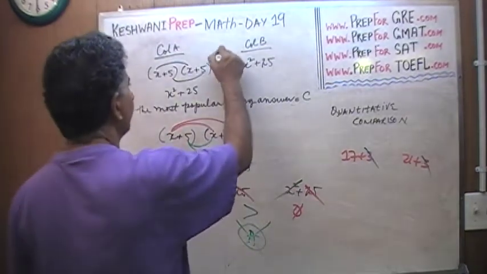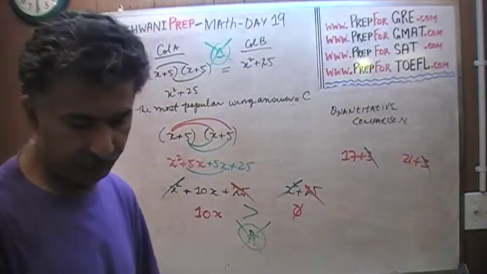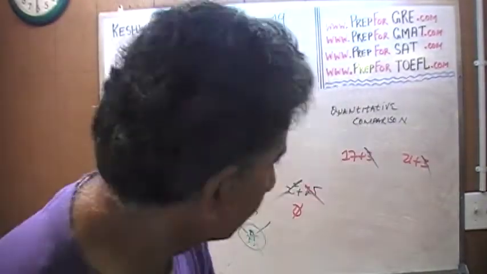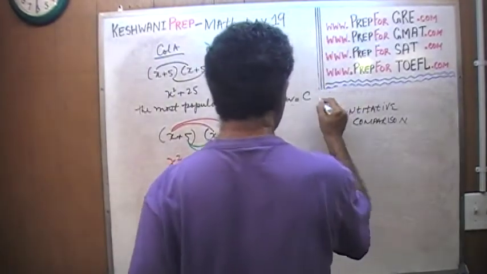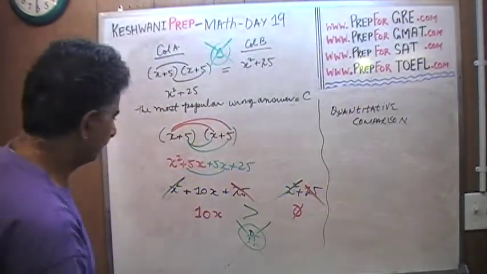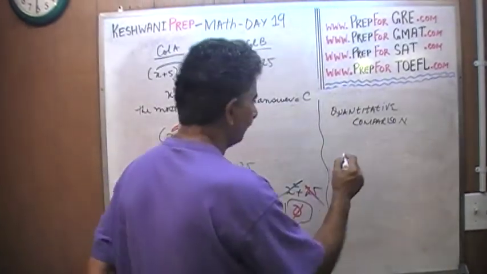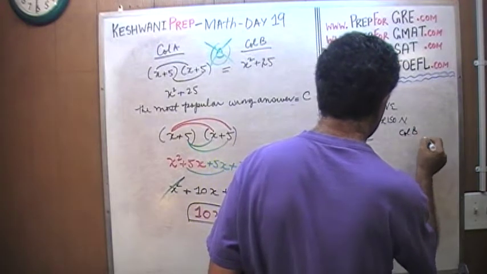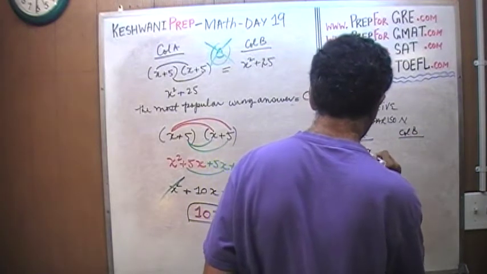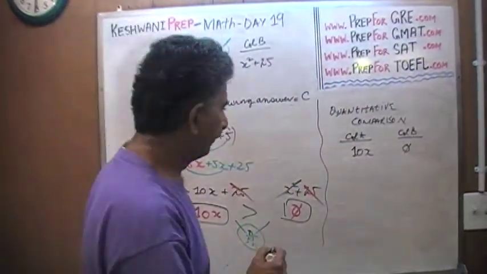The people who pick answer C obviously are also wrong. So what is the correct answer here? Let's talk about it. So basically what we're comparing here are these two quantities. 10x versus 0. Which quantity is bigger? 10x versus 0. Well, it depends.